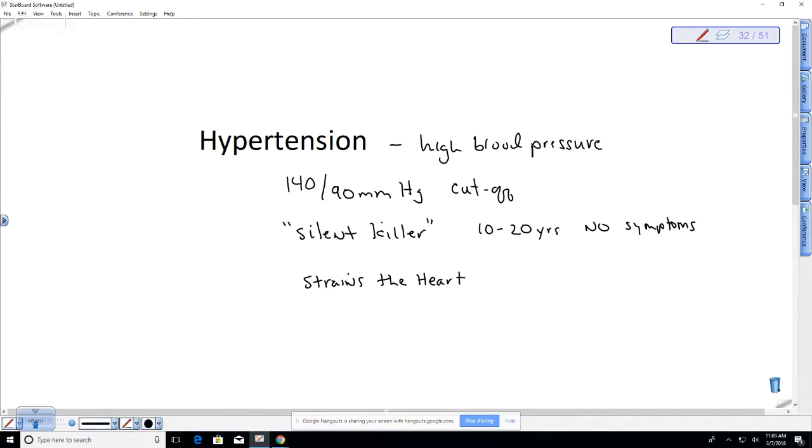And one reason that it does this is if your blood pressure is high in your vessels, the heart is going to have to contract more forcefully to get blood against that pressure, right? And so your heart is going to become weak. Okay, so it weakens the heart. So it can actually lead to congestive heart failure. It also puts strains on the blood vessels.